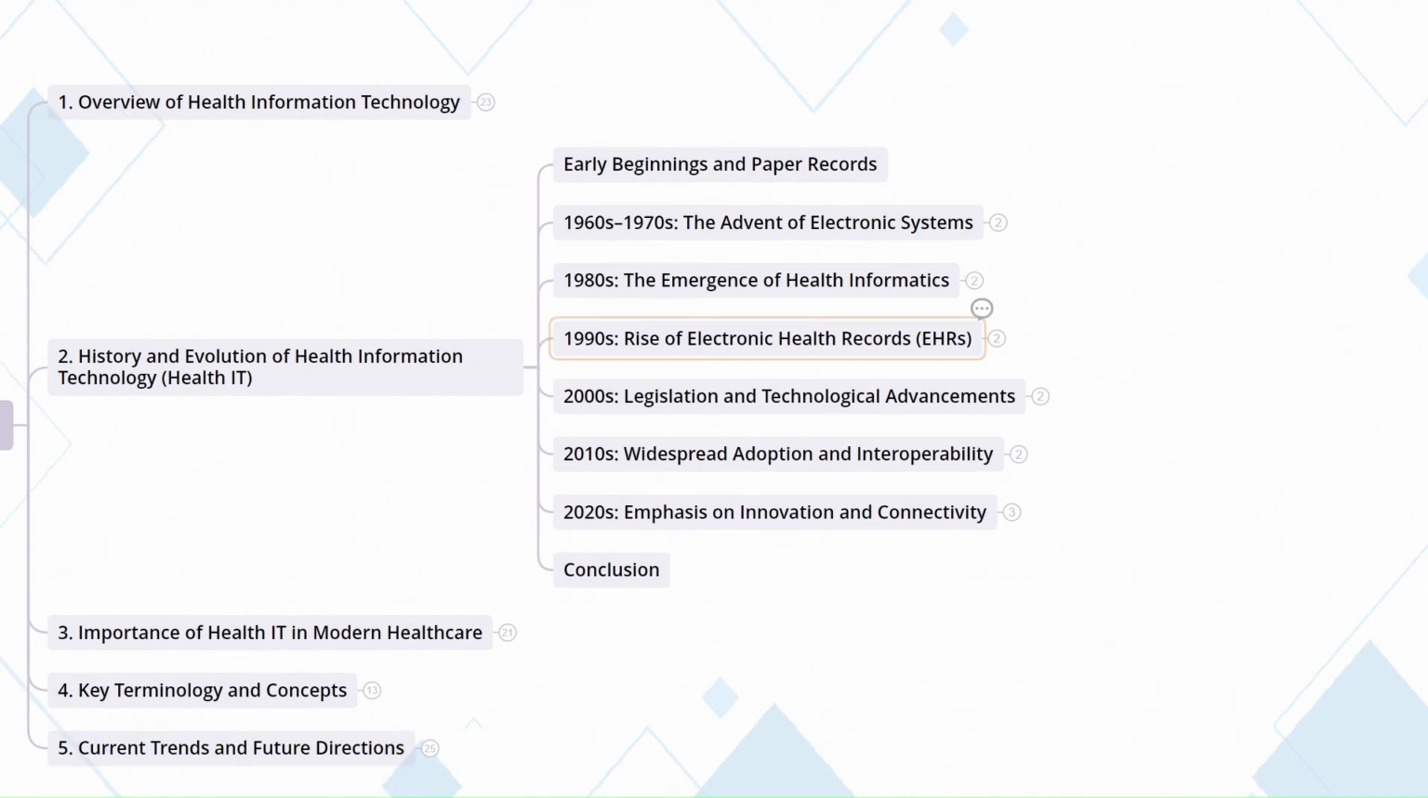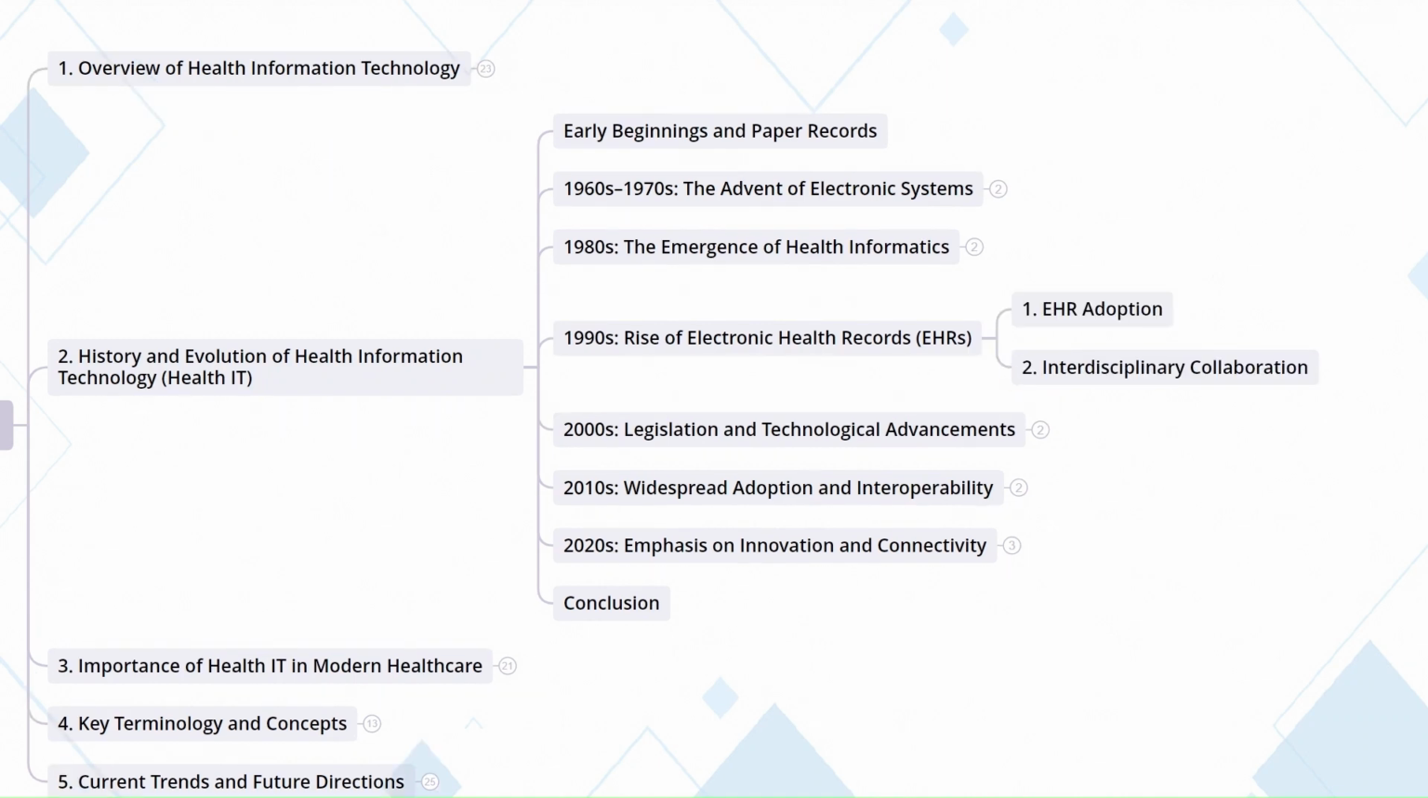1990s, rise of electronic health records, also referred to as EHRs. In the 1990s, this saw significant growth in the adoption and functionality of electronic health records. Key developments include EHR adoption. There was a push towards more comprehensive EHR systems that could integrate clinical, administrative, and financial data, supported by both government and private sector initiatives.